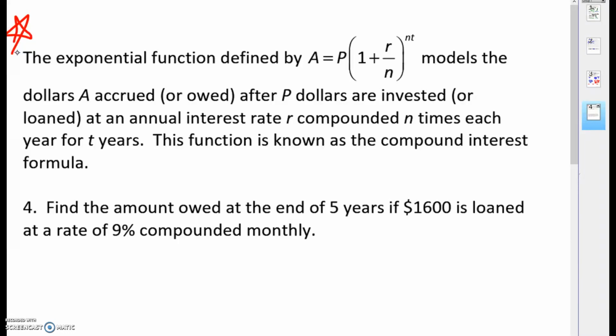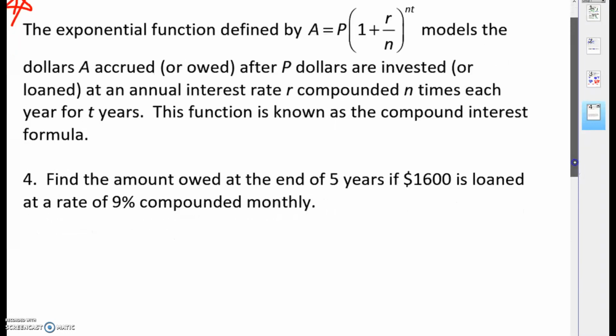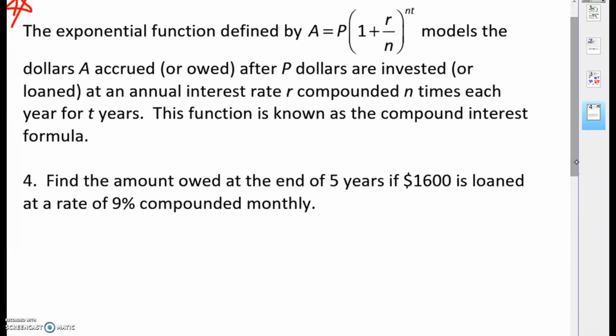And basically, what this formula does is it calculates, if you're buying something on interest, how much money you are actually going to pay for something at the end of the day. And so the big idea is to go through and identify your variables. So P is your initial dollars invested, okay? R is your interest rate. N is how many times you compound it, and T is the number of years.